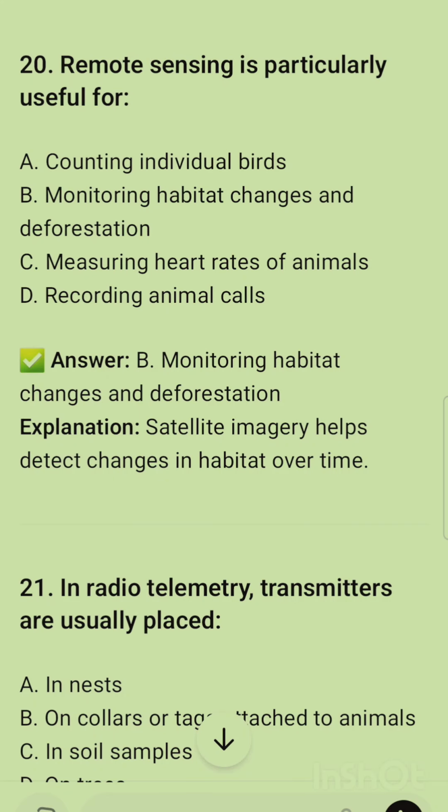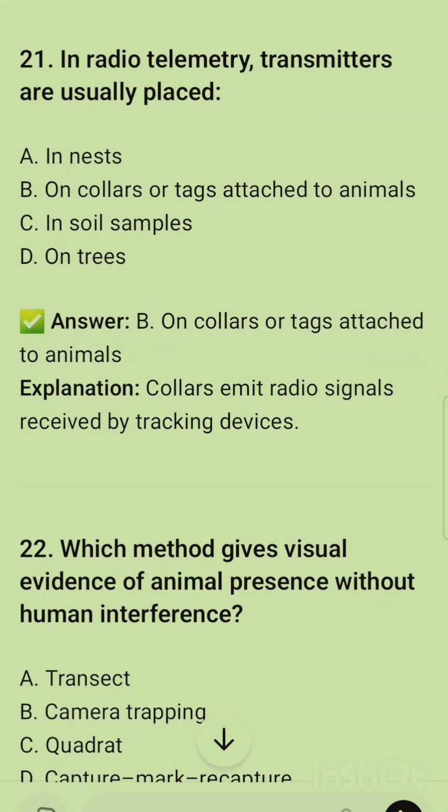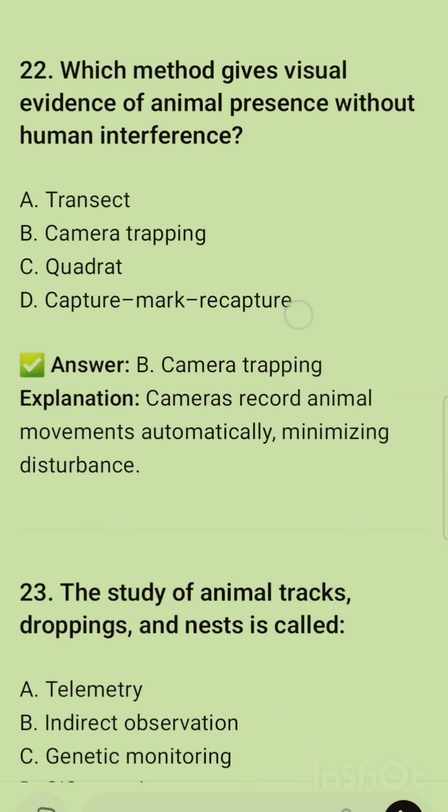20th question: remote sensing is particularly useful for, and it is useful for. The correct option is option B, that is monitoring habitat changes and deforestation. 21st question is: in radio telemetry, transmitters are usually placed, and these transmitters are usually placed. The correct option is option B, that is on collars or tags attached to animals. 22nd question is: which method gives visual evidence of animal presence without human interference, and the correct option is camera trapping.